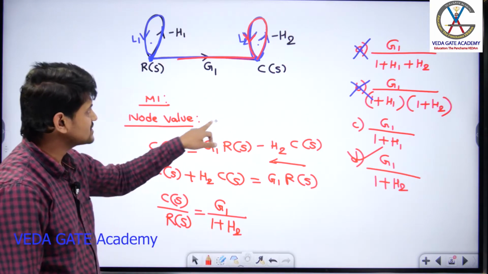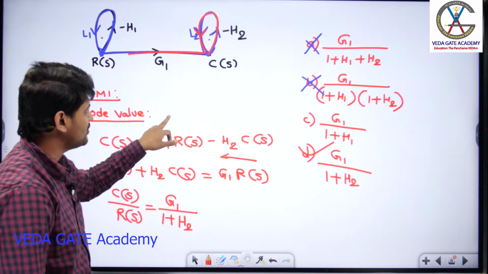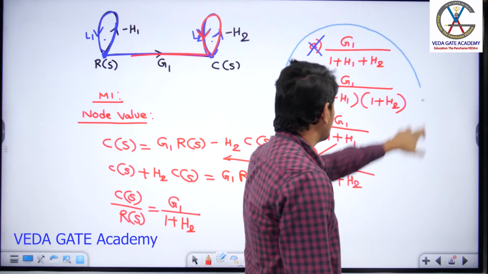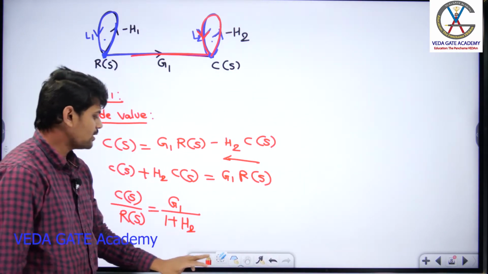Now I will tell you one more method of solving the same question. Okay, so the other method, let me erase this one. The correct answer is G1 divided by 1 plus H2.